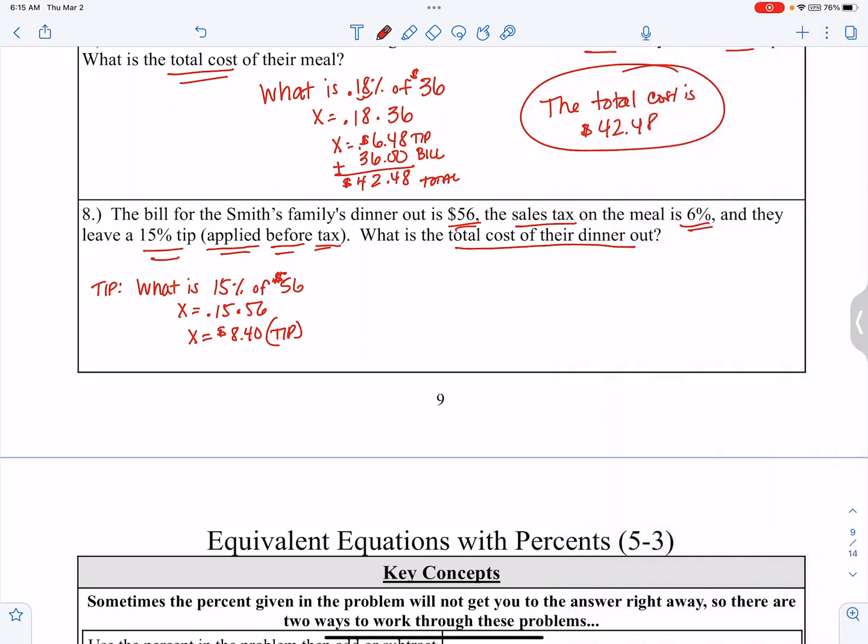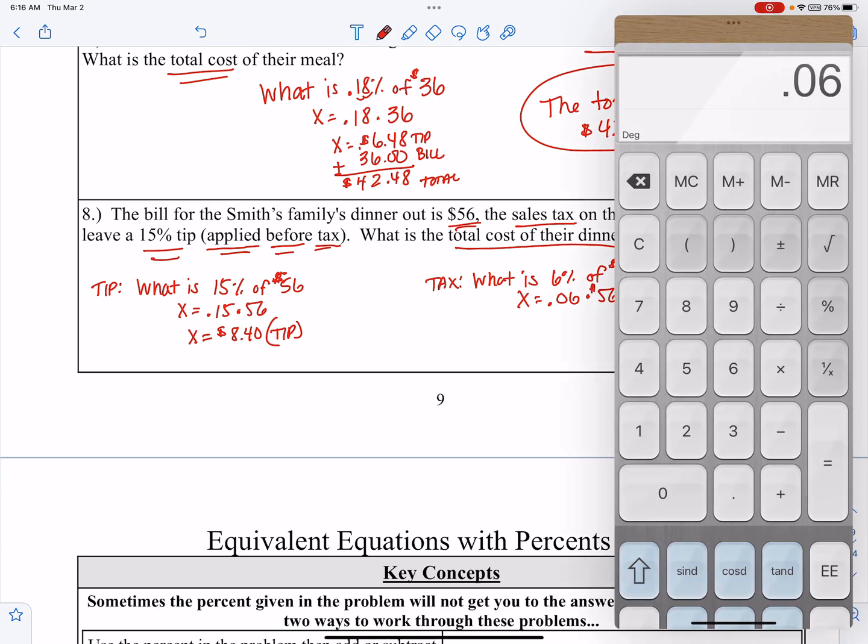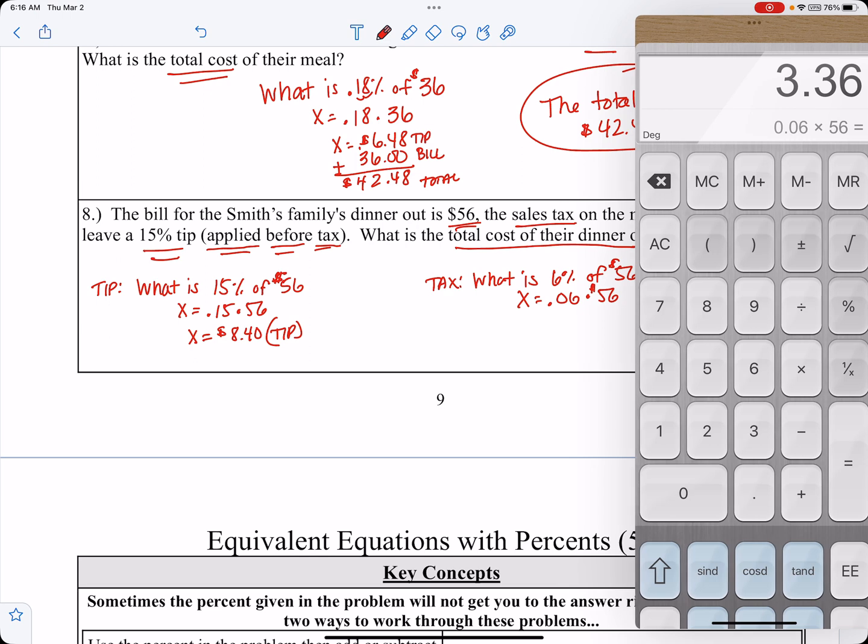Okay, now here's the other thing though. The sales tax is not on the price with the tip either. The sales tax is just on the cost of the meal as well. And so we have our tax one. What is 6% of $56? Direct translation, 0.06 times 56. And let's go ahead and calculate that. 0.06 times 56. So 6% of $56 is just $3.36.